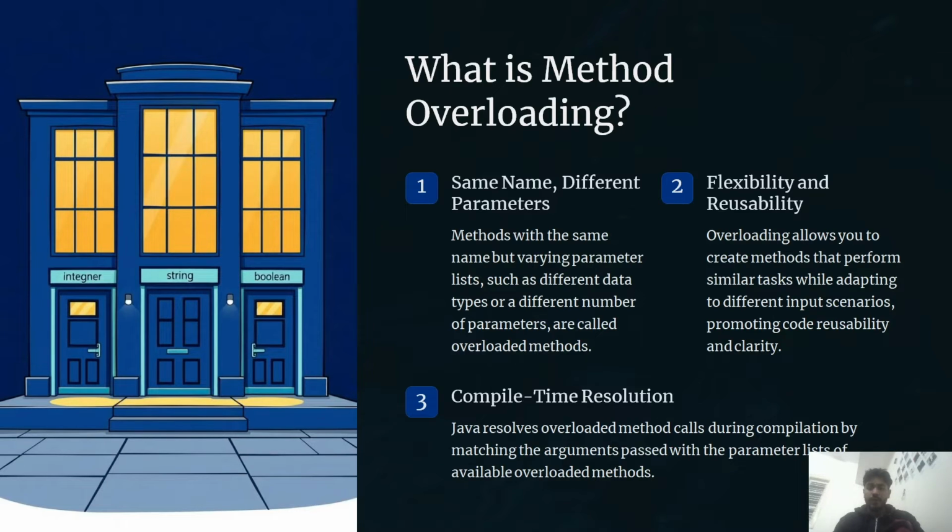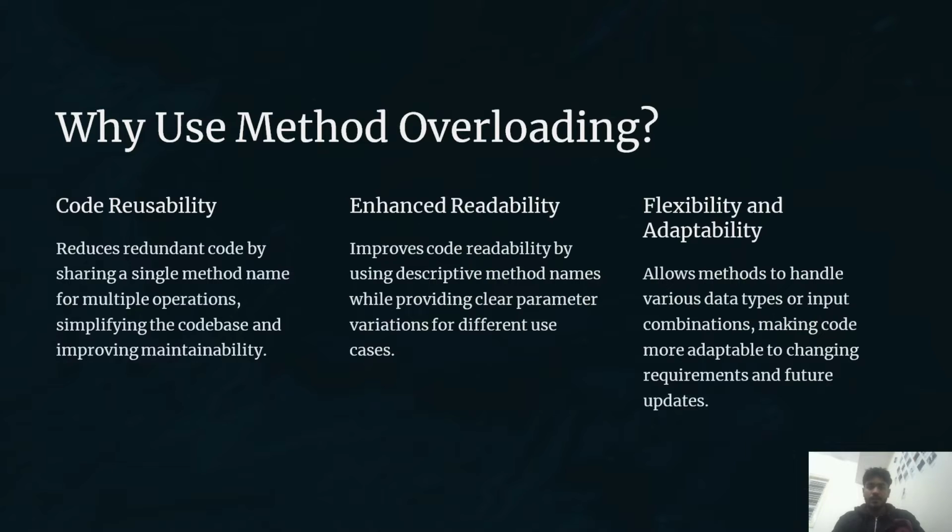Third, compile time resolution. Java resolves overloaded method calls during compilation by matching the arguments passed with the parameter list of the available overloaded methods. Why use method overloading? Code reusability. Reduce redundant code by sharing a single method name for multiple operations, simplifying the code base and improving maintainability.